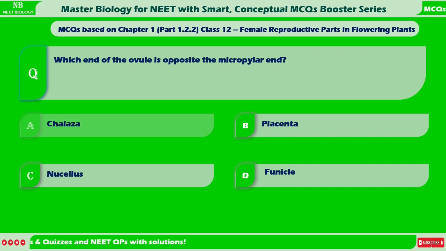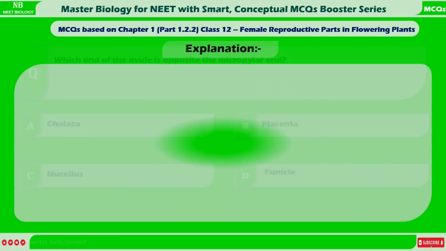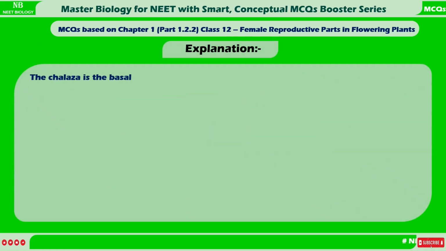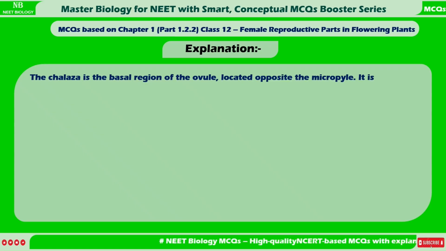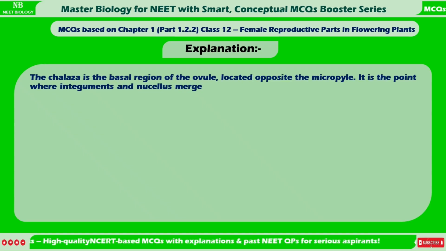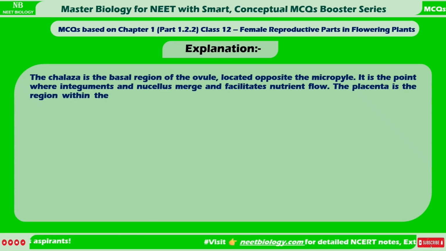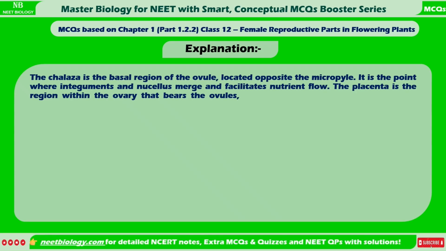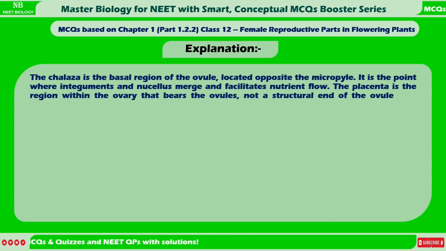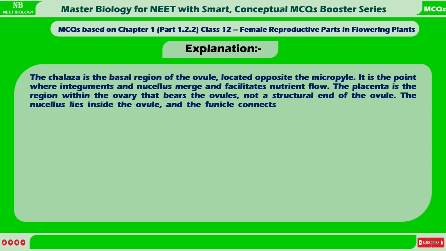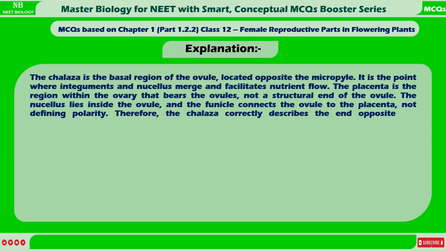Correct answer is A. Chalaza. Explanation: the chalaza is the basal region of the ovule, located opposite the micropyle. It is the point where integuments and nucellus merge and facilitates nutrient flow. The placenta is the region within the ovary that bears the ovules, not a structural end of the ovule. The nucellus lies inside the ovule, and the funicle connects the ovule to the placenta, not defining polarity. Therefore, the chalaza correctly describes the end opposite the micropyle.